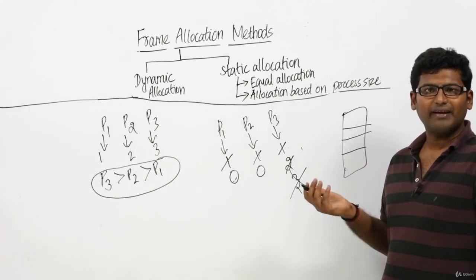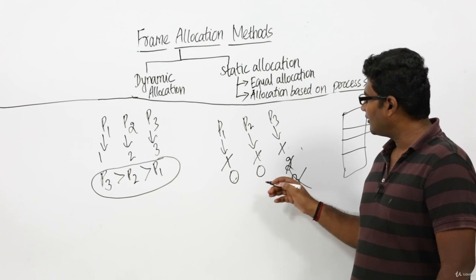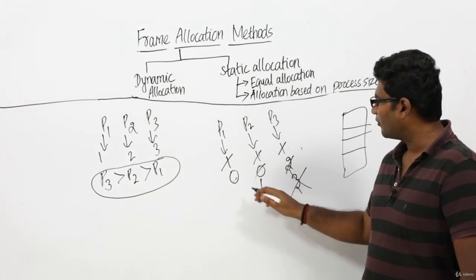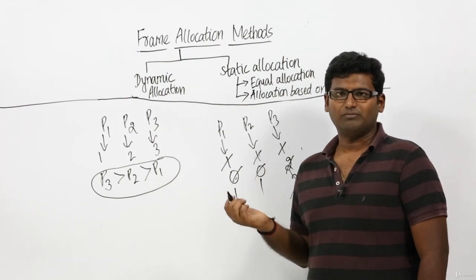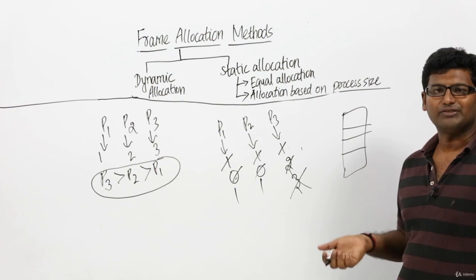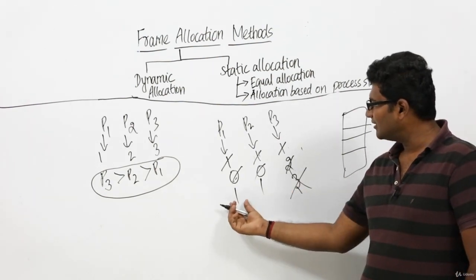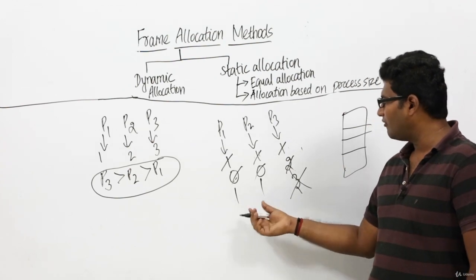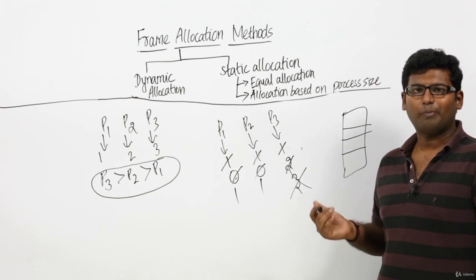Because P3 has completed its execution. Fine. Now what we will do is we will allocate it to process P2. We will allocate one frame to P2, one frame to P1, and then these processes will again continue their execution. Now in case P2 needs more frames, it will again search in the RAM. In case we cannot get it, we will take this process's frame and give it to P2. Why? Because P2 has higher priority than P1.